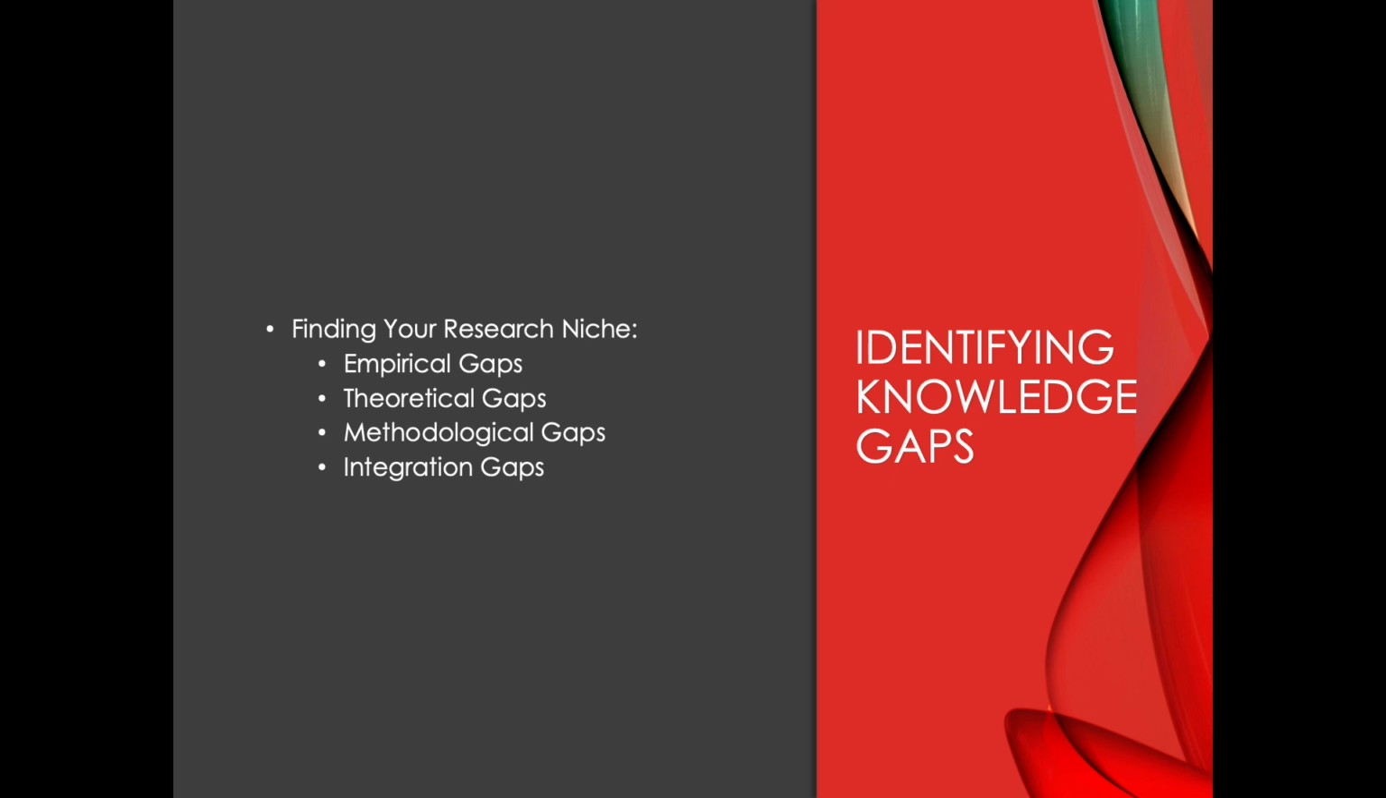Finding your research niche involves identifying different types of gaps. Empirical gaps involve unstudied phenomena or populations. Theoretical gaps reveal unexplained relationships or mechanisms. Methodological gaps highlight untested approaches or techniques. Integration gaps show where separate bodies of knowledge haven't been connected. Your job is to become a detective, finding the spaces where knowledge is incomplete or missing entirely.